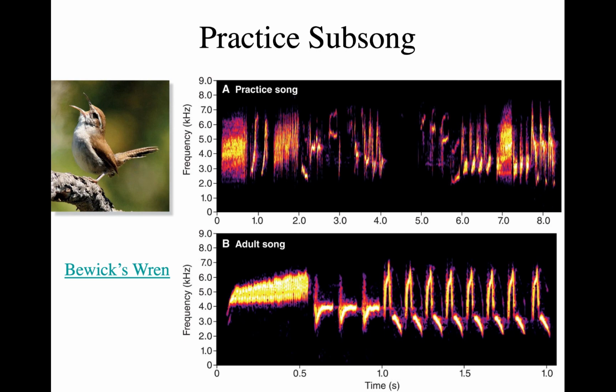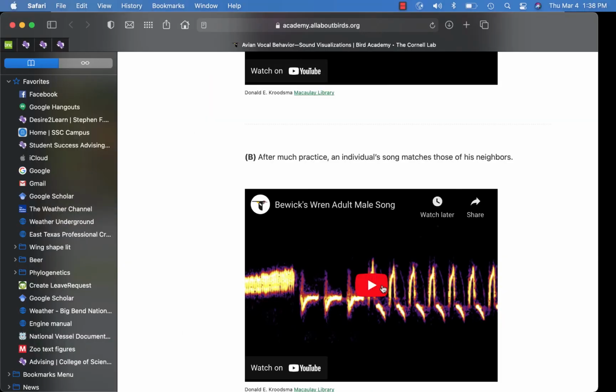Here's an example of a practice song, this sub-song that goes through the babbling phase, compared to an adult song in a Bewick's wren. This is a wren that we have closer in West Texas. They occasionally show up in East Texas, but not very regularly. You have to go farther west to see them. I'm going to play the adult song first so that you can hear what a nice, crisp version of that is.